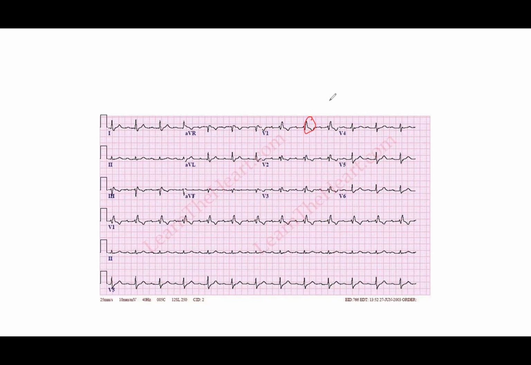What do I mean by positive deflection? I mean the majority of this lead, this electrical activity is going above the baseline. That's what we mean by positive deflection. And then we got slurred S wave in lead 1 and a slurred S wave in V6.